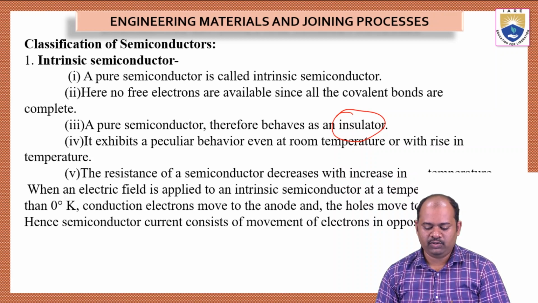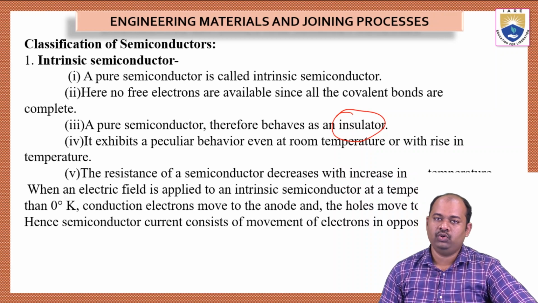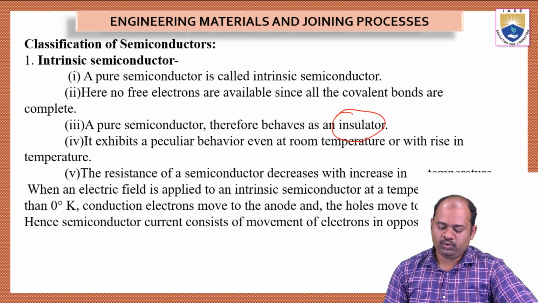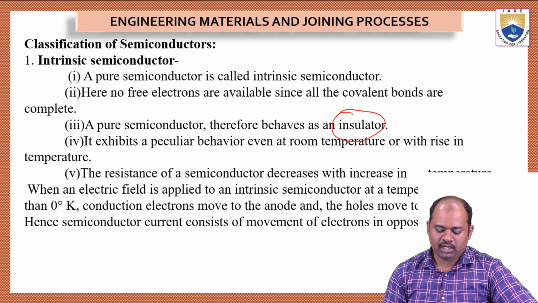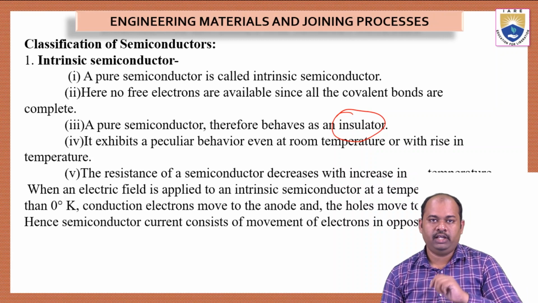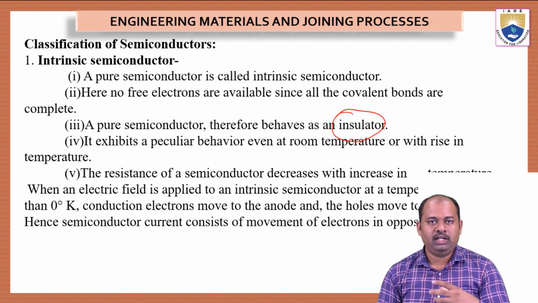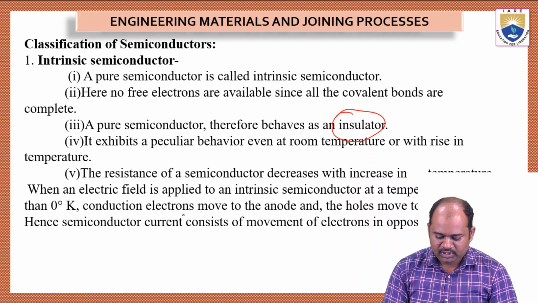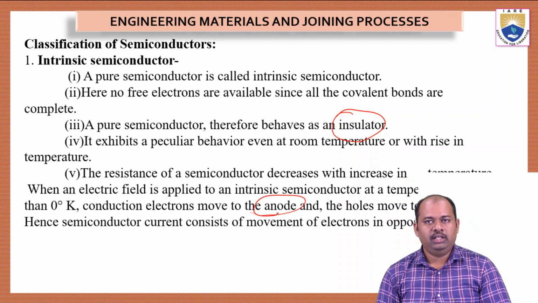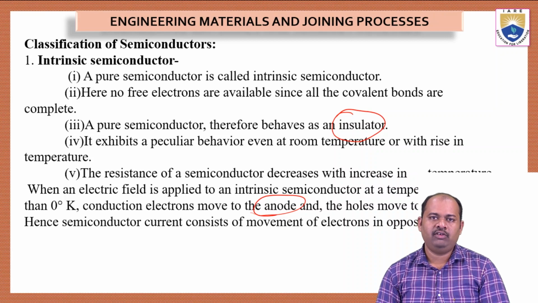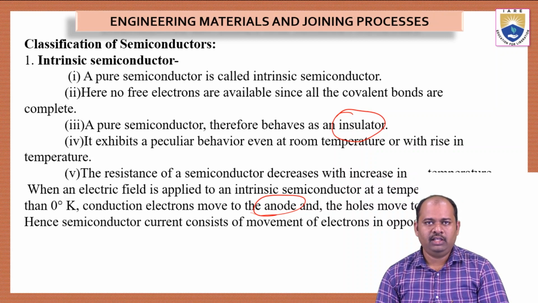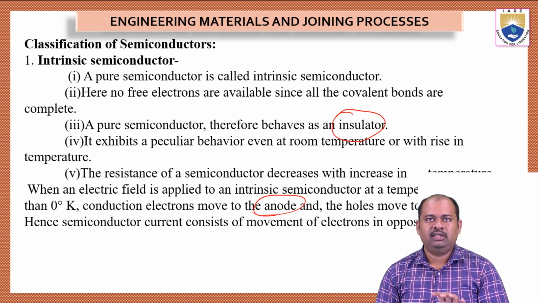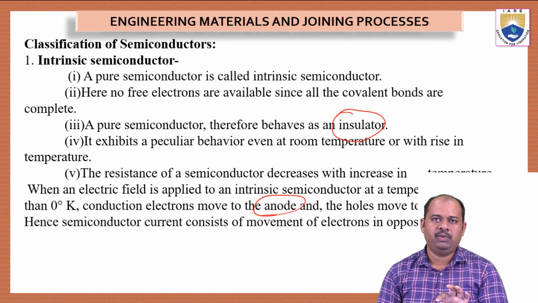When an electric field is applied to the intrinsic semiconductor at a temperature greater than 0 degree Kelvin, conduction electrons move to the anode and the holes move to the cathode. Hence, semiconductor current consists of movement of electrons and holes in opposite directions. This is very important when we study the working of a conductor. The flow of electrons will be different. In this semiconductor, electrons will move to the anode, whereas generally they will move to the cathode. So in this semiconductor, the flow of electrons will be opposite to a conductor. Because of this, this semiconductor is called an intrinsic semiconductor.